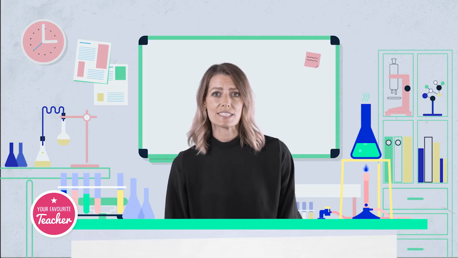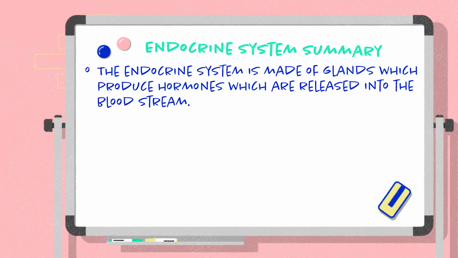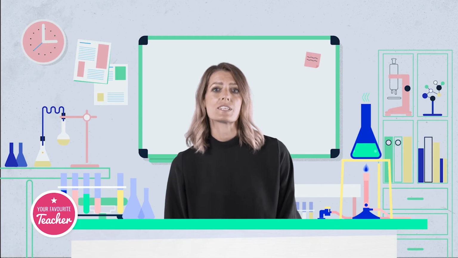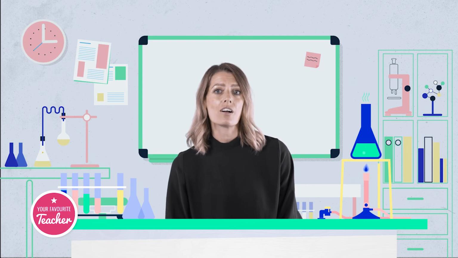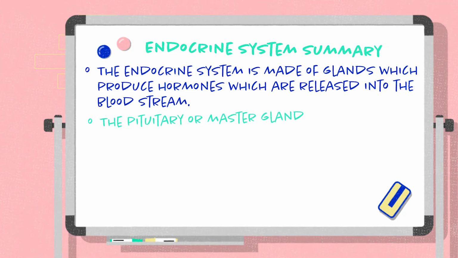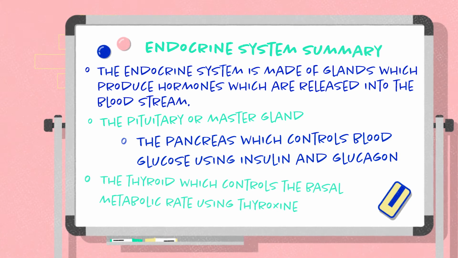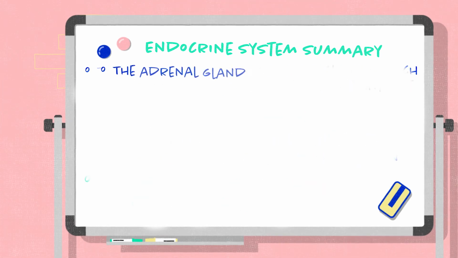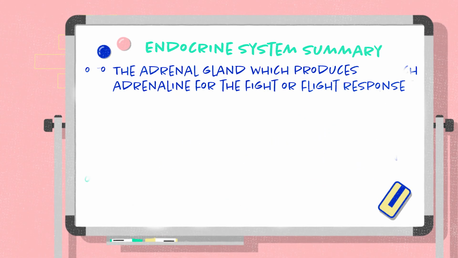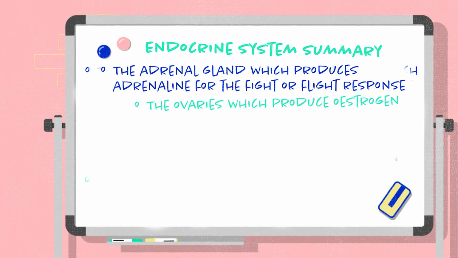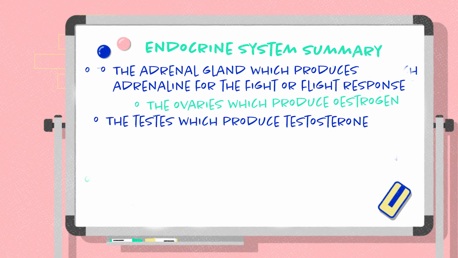So, to summarize, the endocrine system is made of glands which produce hormones which are released into the bloodstream. The blood carries the hormones to their destination. The glands you need to know of are the pituitary or master gland, the pancreas, which controls blood glucose using insulin and glucagon, the thyroid, which controls the basal metabolic rate using thyroxine, the adrenal gland, which produces adrenaline for the fight or flight response, the ovaries, which produce estrogen, and the testes, which produce testosterone.